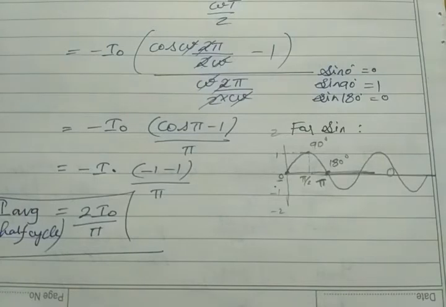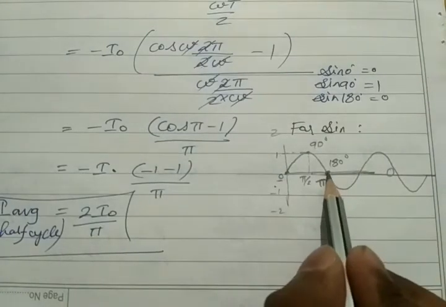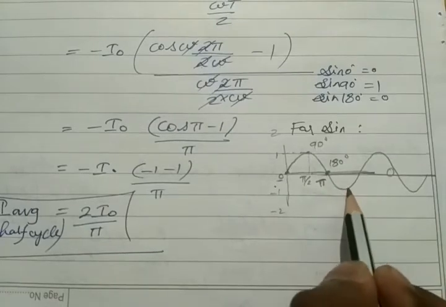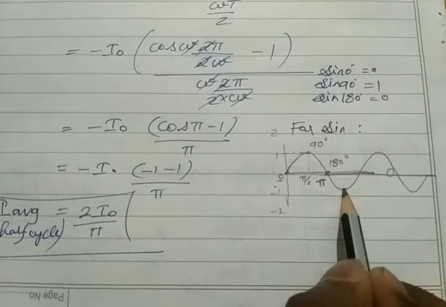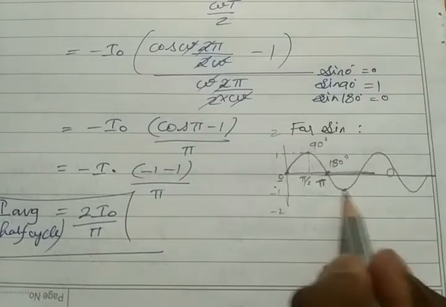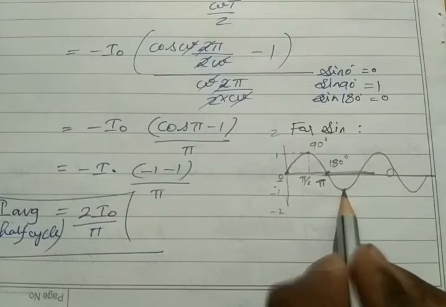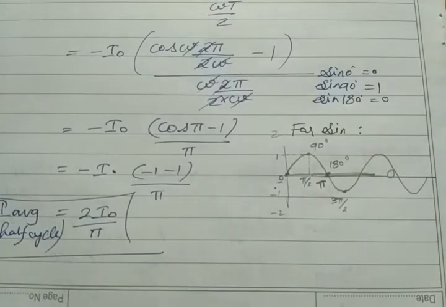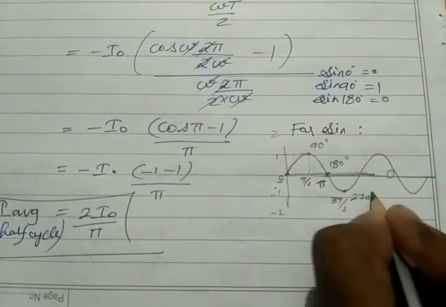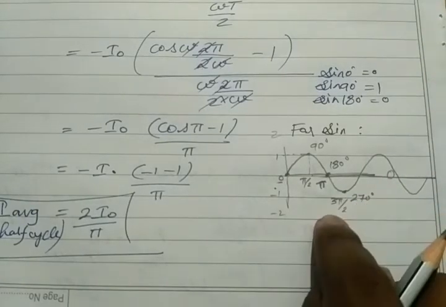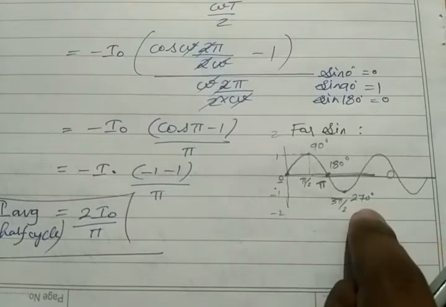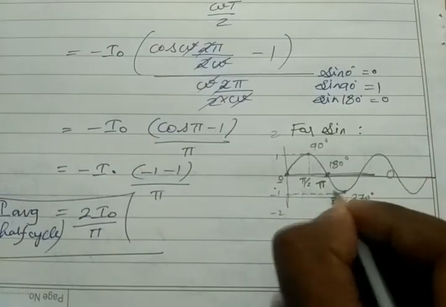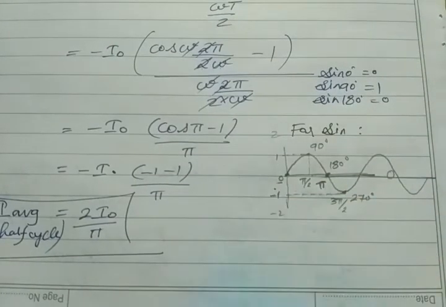Correct? Then after sin 180, the value will increase but in the opposite direction. So at this point here we have 3 pi by 2, right? Or we can say 270 degree, both are same. In degree we say 270, in radian we say 3 pi by 2. So for 270 degree or 3 pi by 2, the value will be maximum but in the opposite direction, which means minus 1.